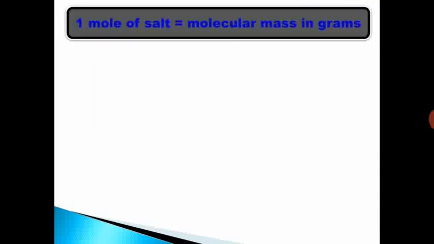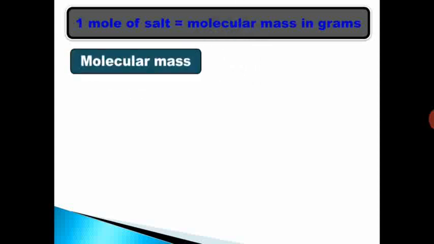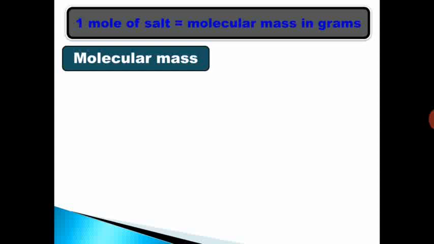Now 1 mole of salt is equal to the molecular mass of salt in grams. Actually it is the definition of 1 mole. 1 mole is the molecular mass of that substance in grams. Now we are calculating for salt. So let us split this definition and understand what is molecular mass. In the previous video you have learned how to calculate molecular mass. Hope you have practiced and revised it.